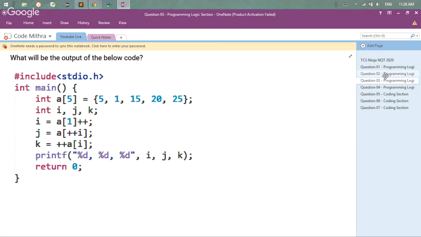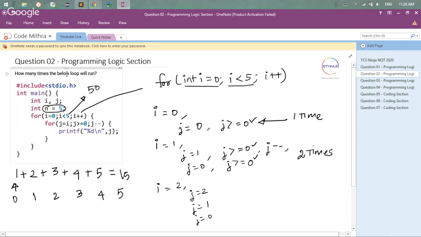Yeah, so the answer for the previous question, how many times the below loop will run? That answer is 15. How many times the below loop will run? For that, the answer is 15.